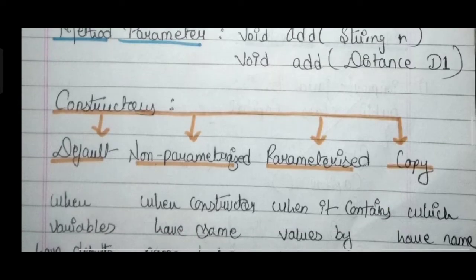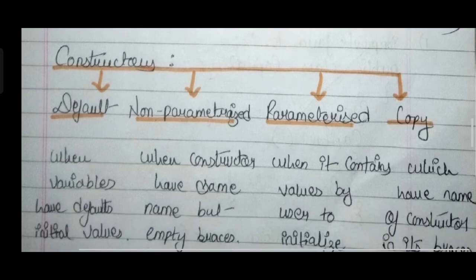Okay. Now constructors are of 4 types. First is default, non-parameterized, parameterized, and copy. What is default? When variables have default initial values. Default constructor is a constructor which initializes any of the variables by their default values. For example, if it is an int variable, then it will initialize int as 0. If it is a string, then it will initialize the string with double quotes and no space between them.